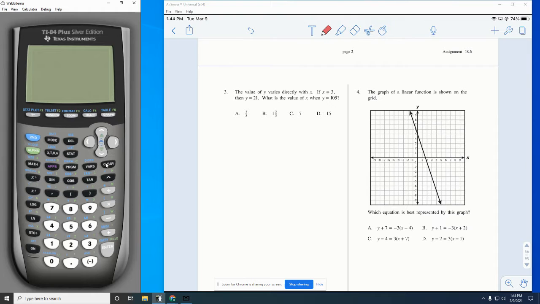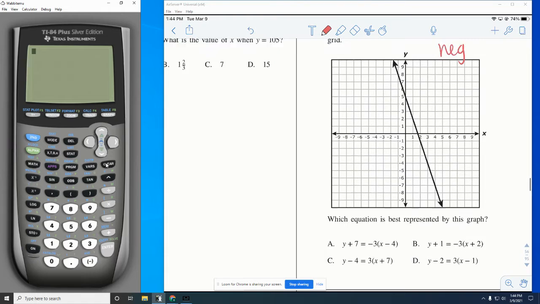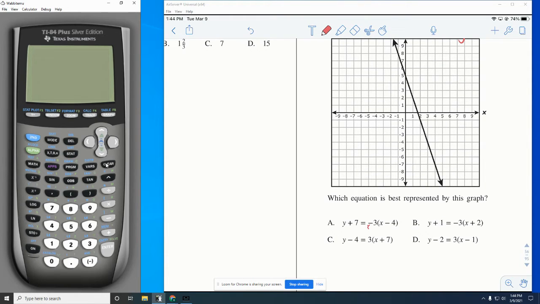The graph of a linear function is shown on the grid. Which equation is best represented by this graph? When I look at my answer choices, the first thing I notice is that this graph has a negative slope. As we read from left to right, the graph is going down. It is decreasing. So slope-wise, A and B are okay, but C and D do not have a correct slope. There's no way it could be a positive. So without even knowing the number of my slope, I know it cannot be these.